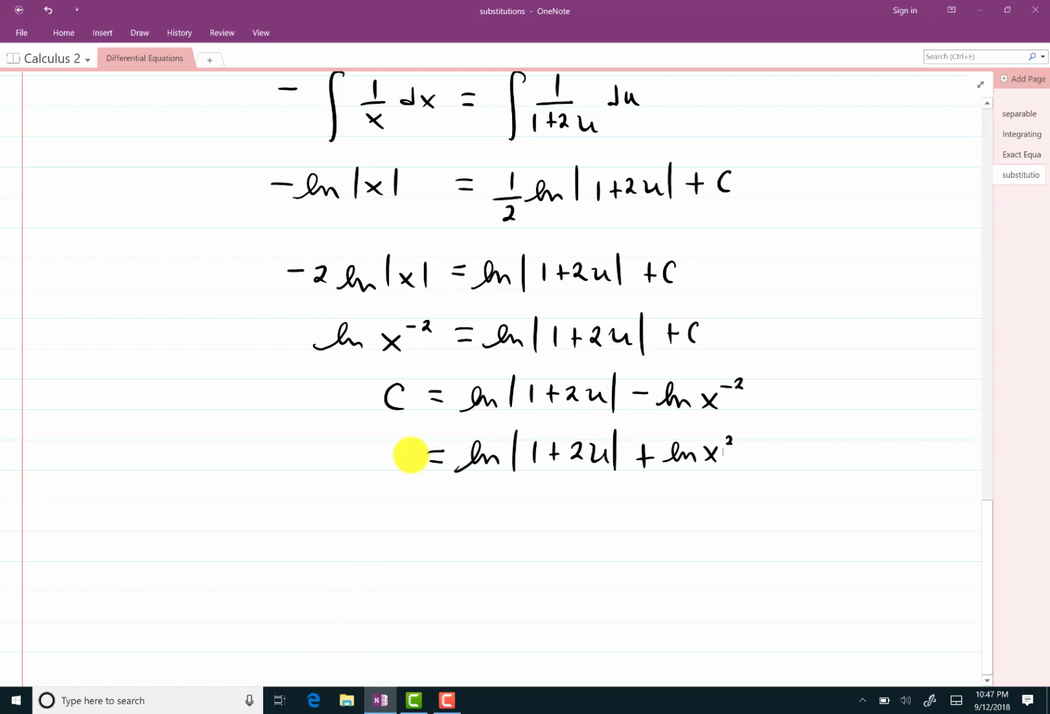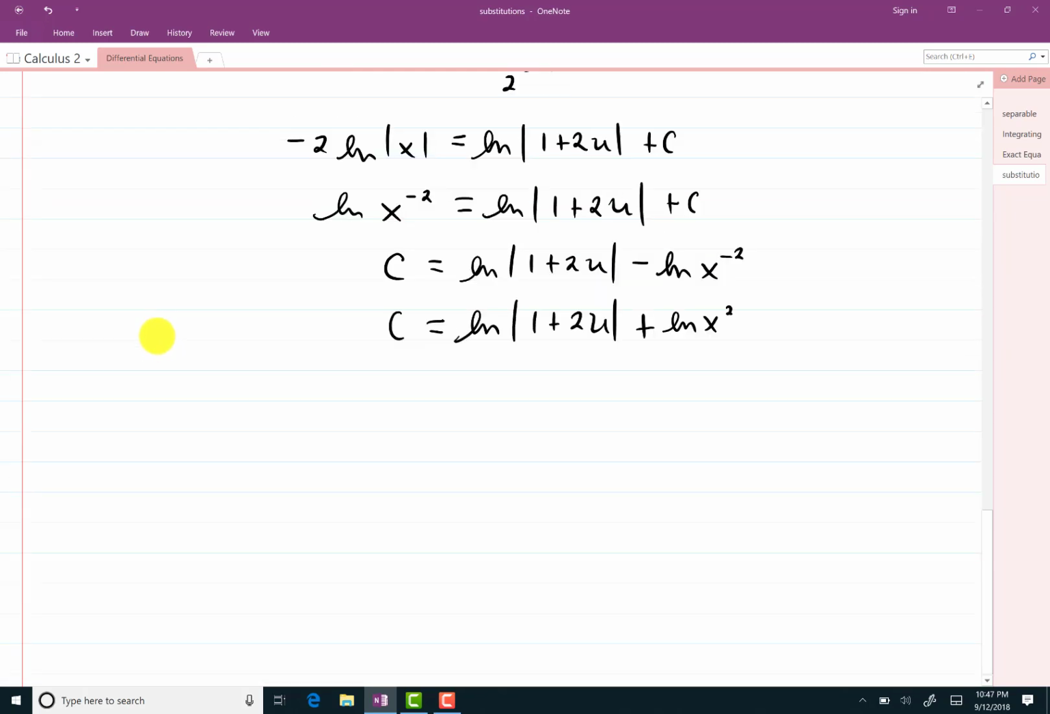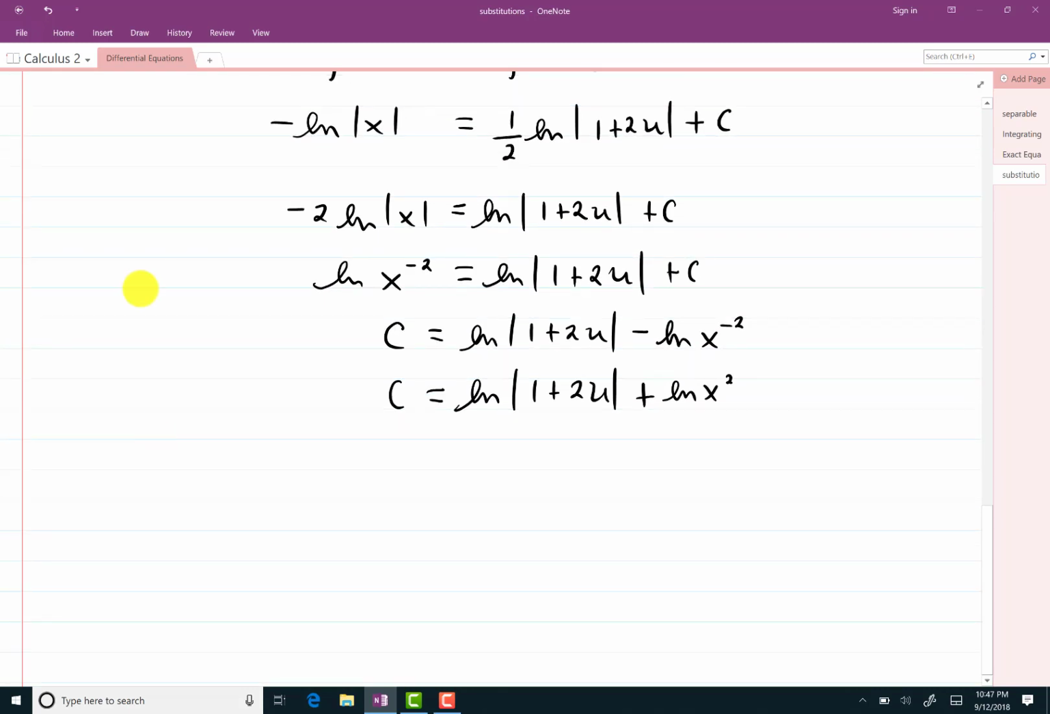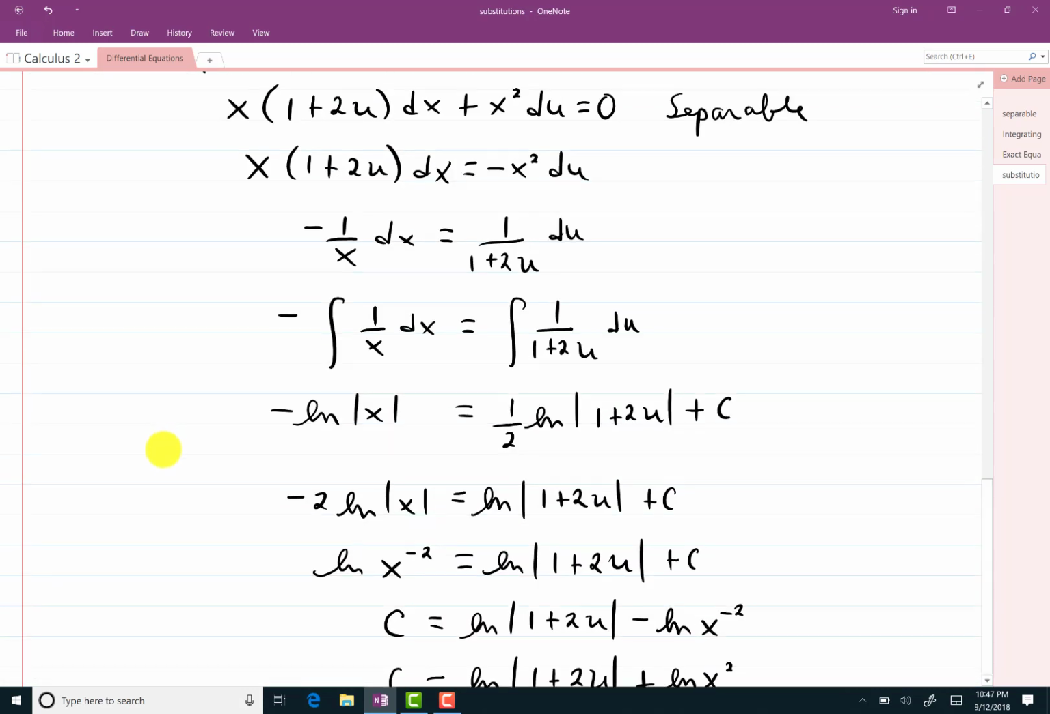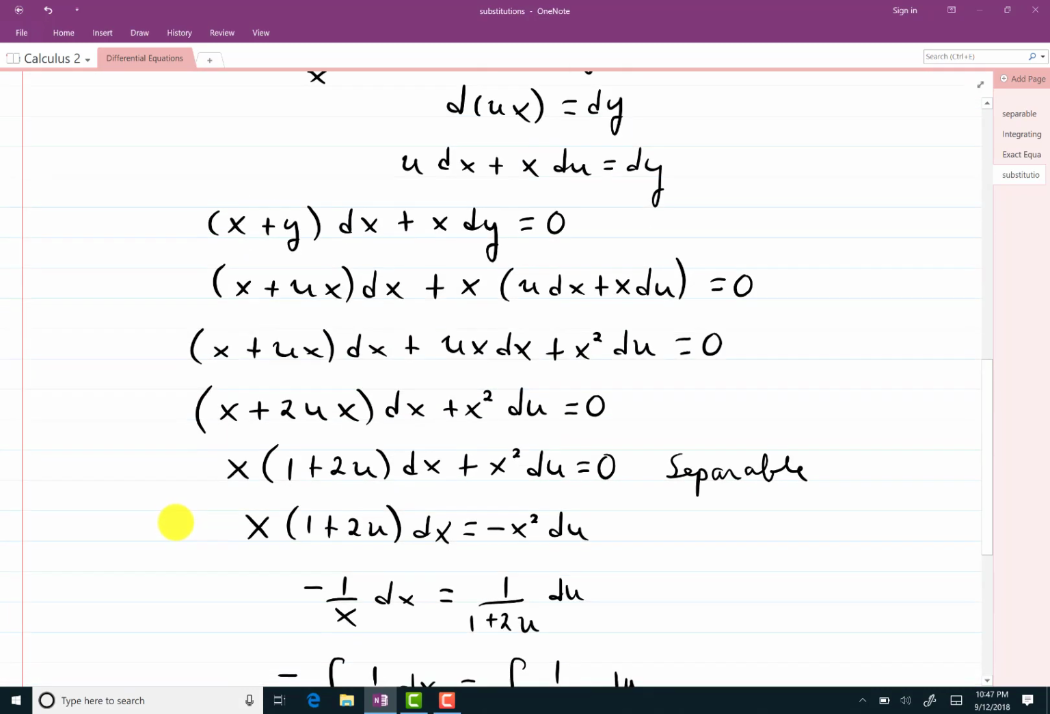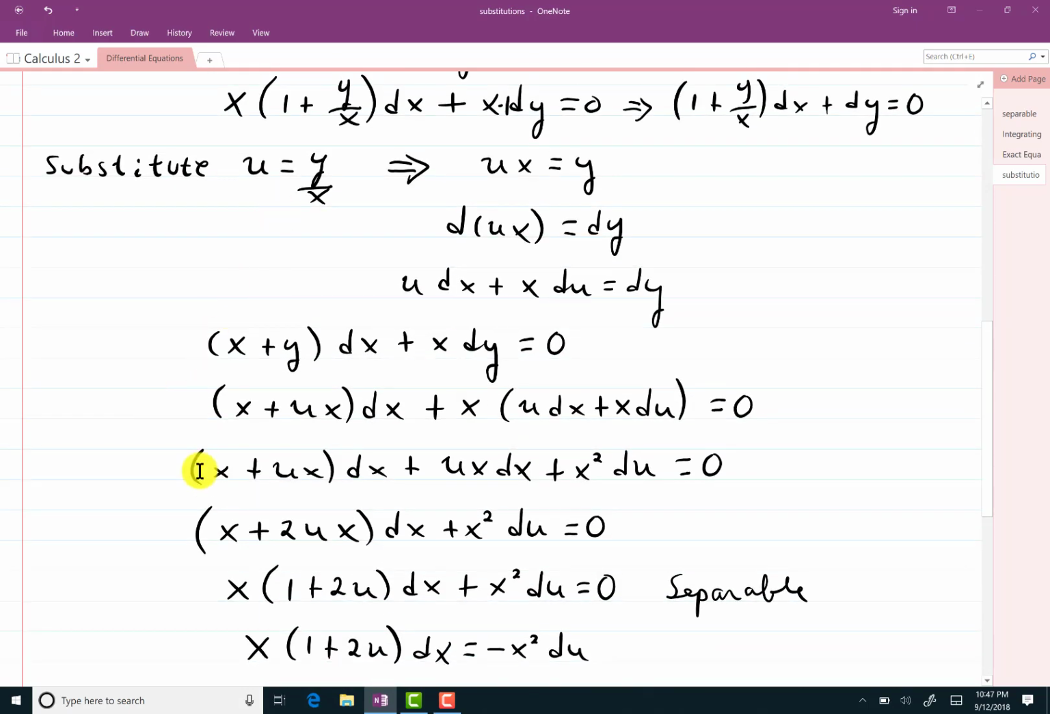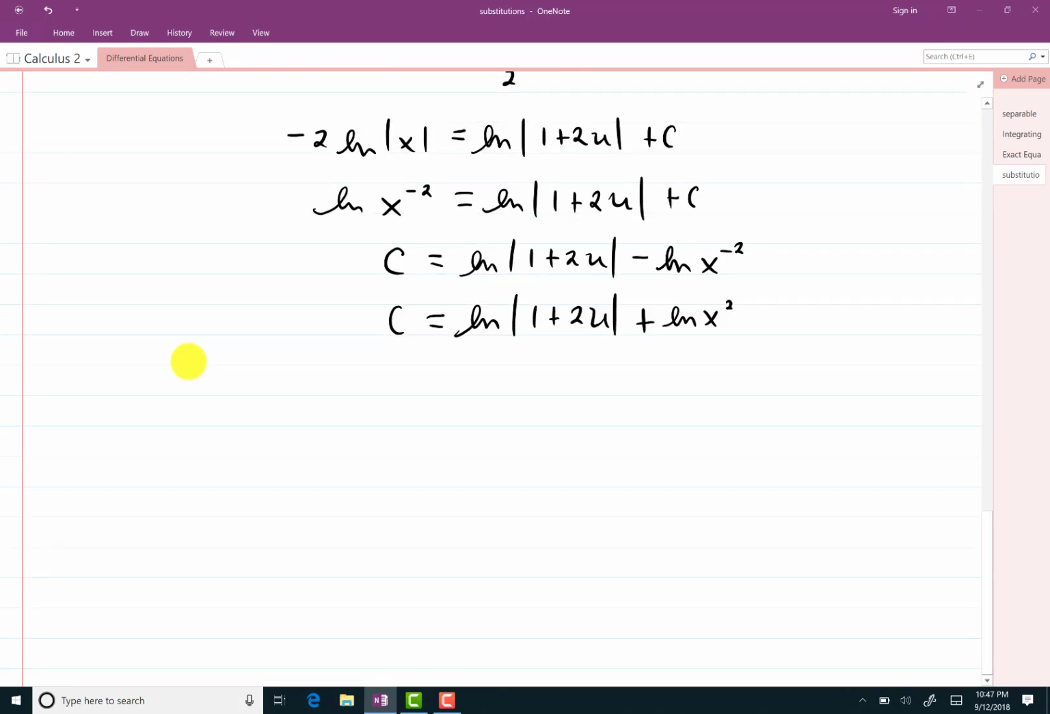Now, before I'm finished, let me go ahead and replace my u, put it back to what it was before. So let's go back and see what that u was. u equals y over x. So u equals y over x. Let me go ahead and plug it in. I get c equals ln absolute 1 plus 2 times y over x plus ln x squared.